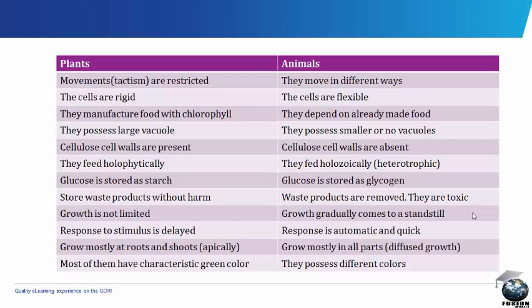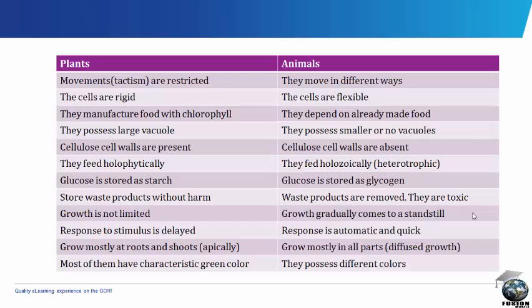In plants, they possess large vacuoles. In animals, they possess smaller or no vacuoles. In plants, cell walls are present, but in animals, the walls are absent. In plants, they feed holophytically, but animals feed holozoically or by heterotrophic feeding. In plants, glucose is stored as starch, and in animals, glucose is stored as glycogen.